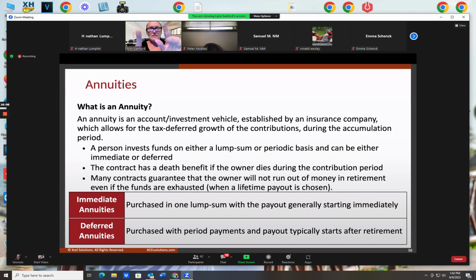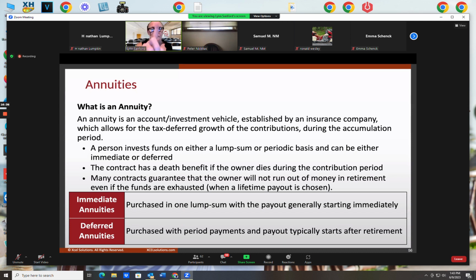There's 6 different ways a person can choose to have an annuity annuitized and paid out to them. One of those 6 ways is a lifetime payout. And if you choose a lifetime payout, you are guaranteed a payout the rest of your life. If you keep on living, you keep on receiving. Even after all the money has been paid out to you plus interest, if you keep on living, you keep on receiving. You keep on receiving then the insurance company's dollars. So many contracts guarantee that people will not run out of money.